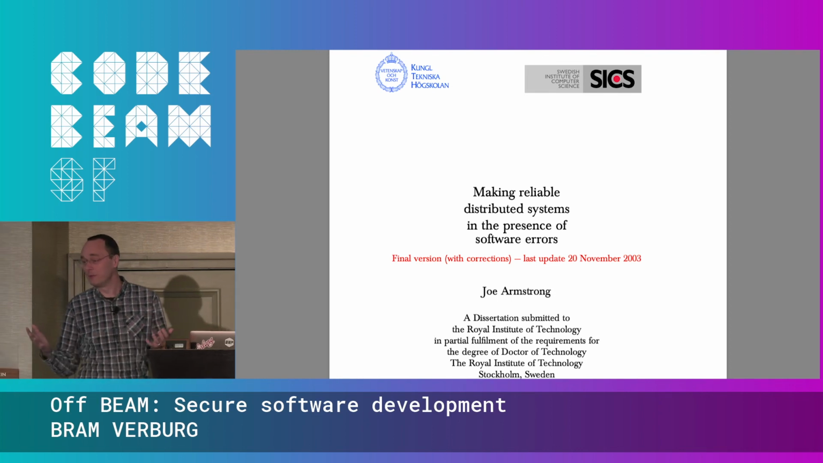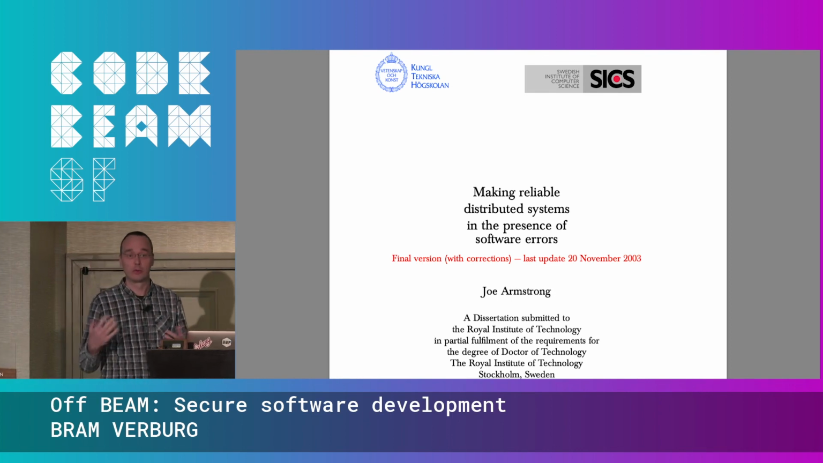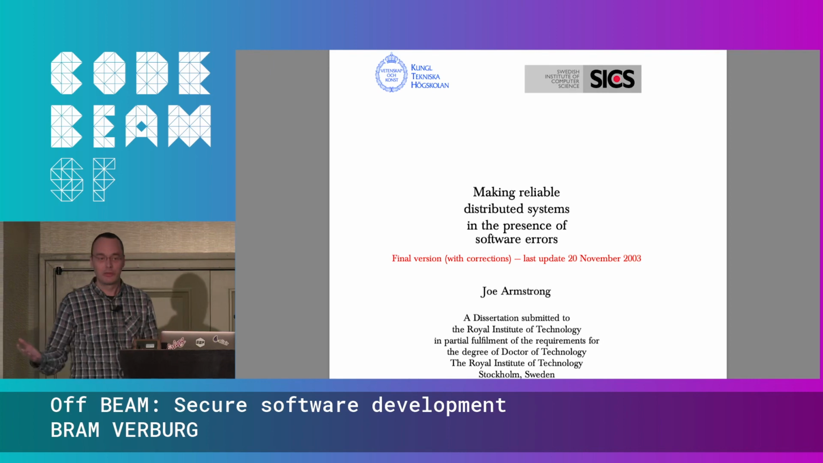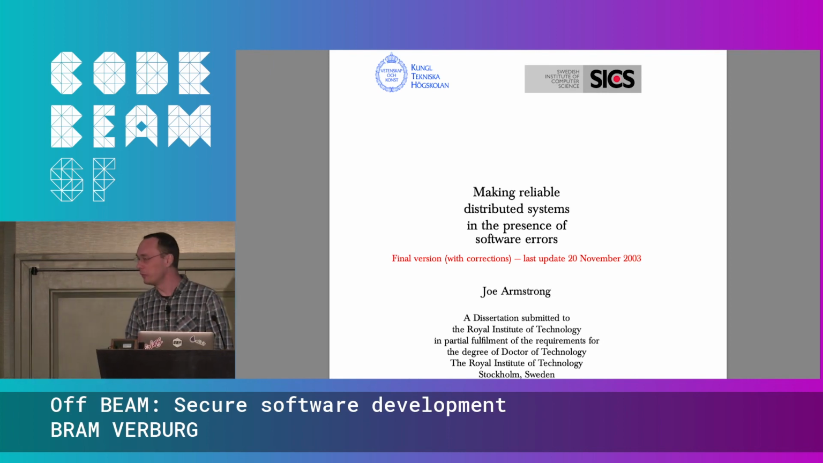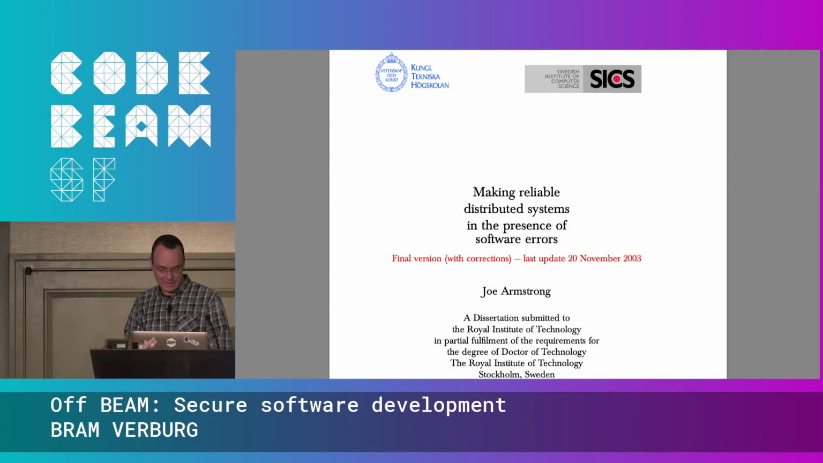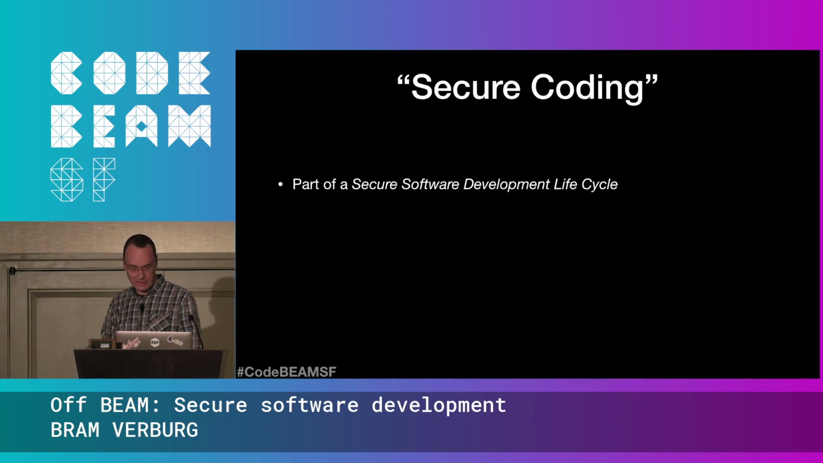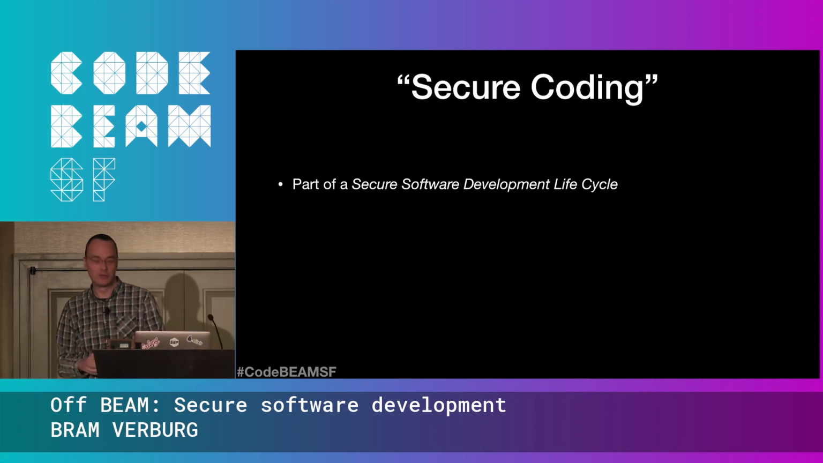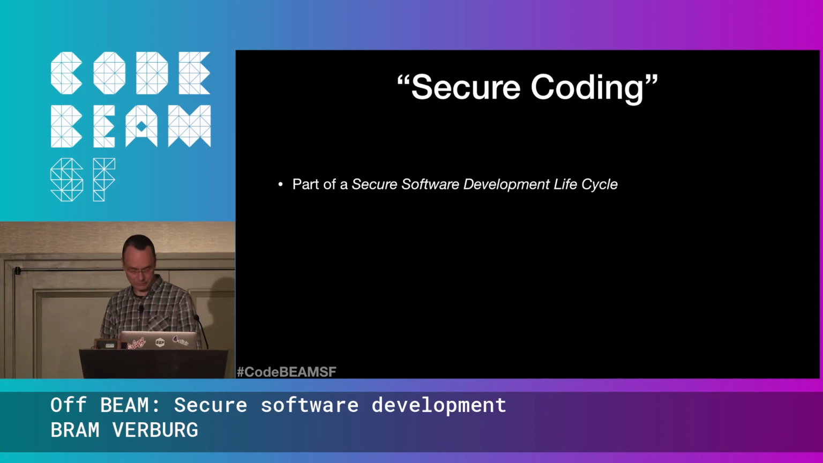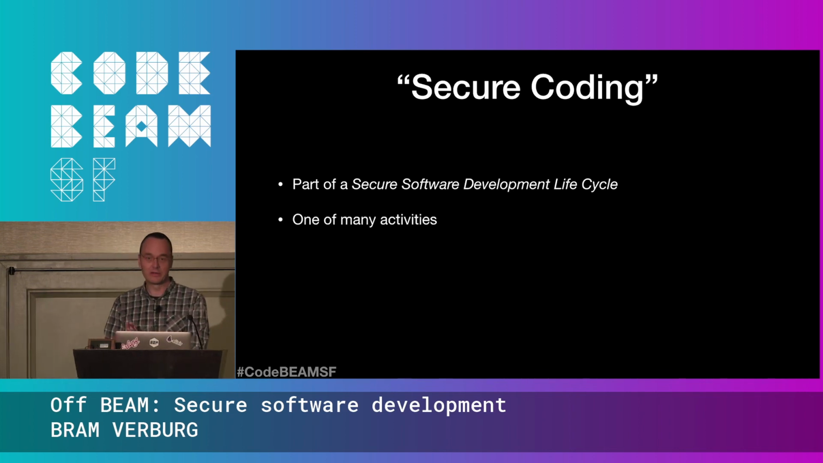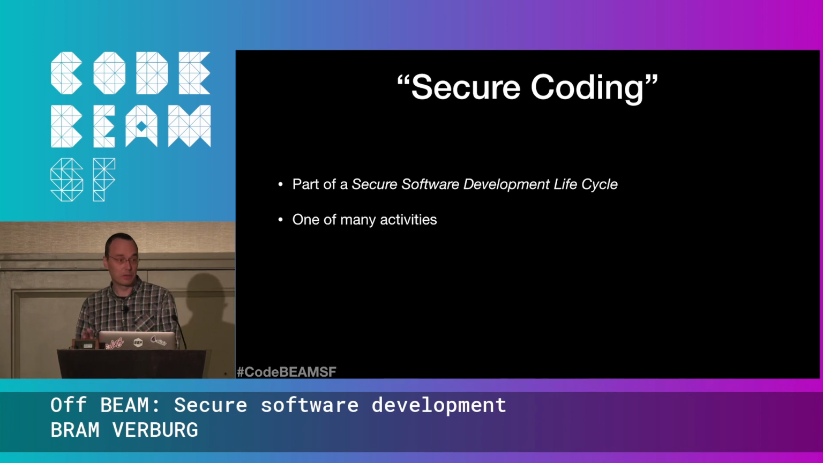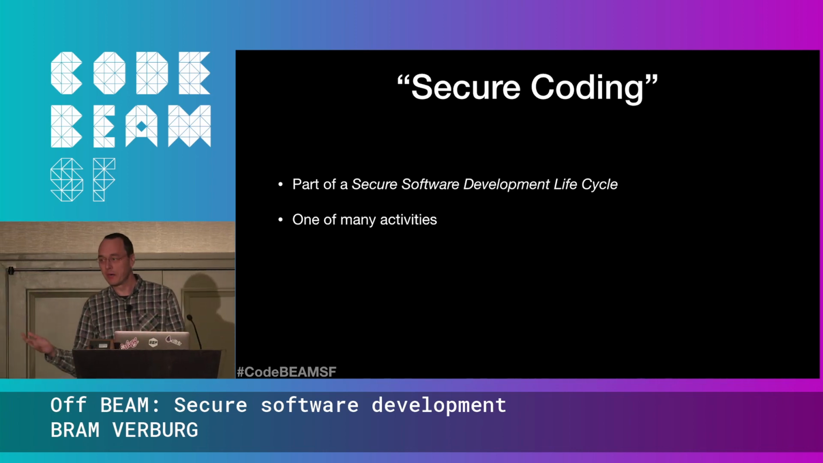What a BEAM application needs, like any other application, is a secure software development lifecycle. That's a process that you implement that aims to produce more secure software. Secure coding is one of the elements in a secure software development lifecycle. Other activities include threat modeling, static analysis, dynamic security scanning, penetration testing, and vulnerability tracking of third-party software.